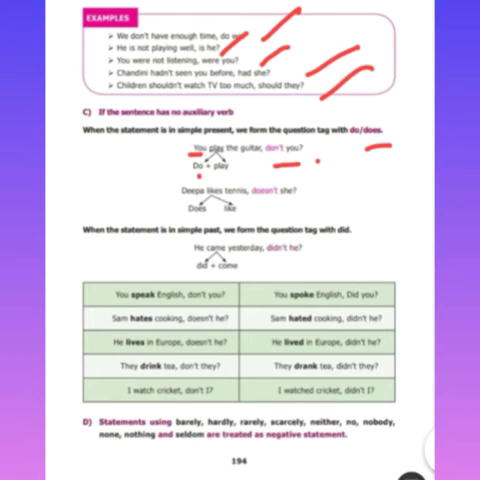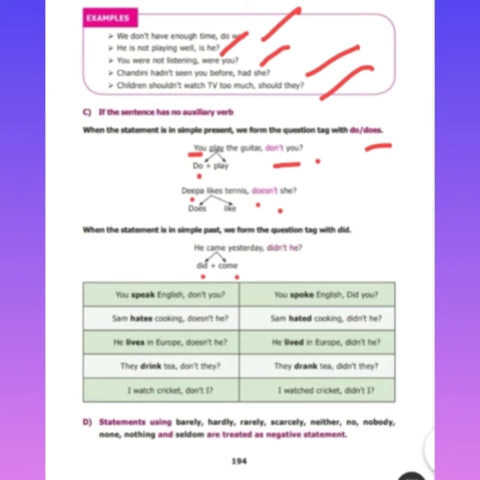Deepa likes tennis, doesn't she? Here, Deepa is a single subject, so you are using does. Not only for Deepa, if the sentence starts with he, she, it, or any singular name, you have to use does. When the statement is in simple past, we form the question tag with did. For example, he came yesterday, didn't he? Here, did should be considered as the auxiliary verb along with the action verb come.